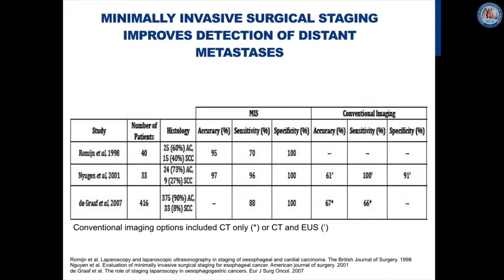On the other hand, conventional imaging has a considerably lower accuracy for determining resectable disease. Its specificity of around 91% is still high. However, this suggests that some patients without resectable disease may undergo a non-therapeutic laparotomy, which carries a mortality and morbidity risk.